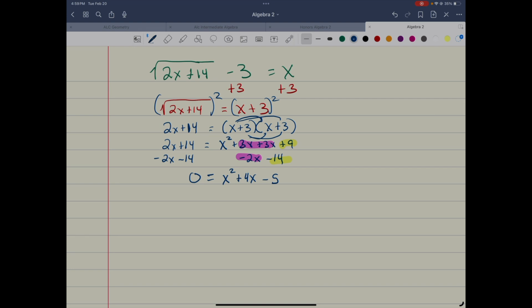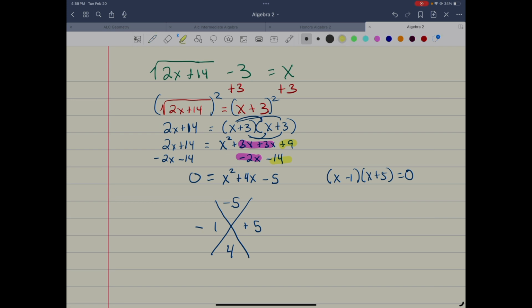So we've got a quadratic trinomial. So we're going to try the x method. So negative 5 on the top, 4 on the bottom. It's negative on the top, so we've got one negative and one positive. I believe it's negative 1, positive 5. So the factored form, x minus 1, x plus 5 equals 0.